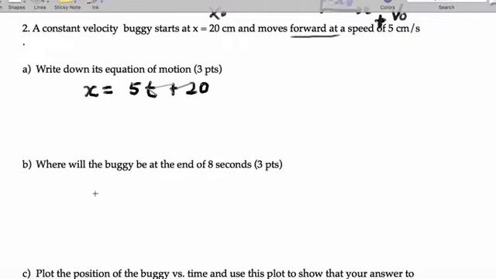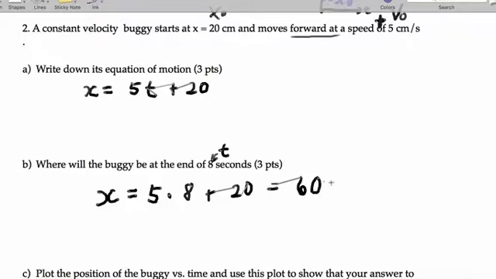And we want to ask, where will the buggy be at the end of 8 seconds? So x equals 5 times 8, because that's what we put in for t, plus 20, which gives us that the buggy is at the 60 centimeter mark.